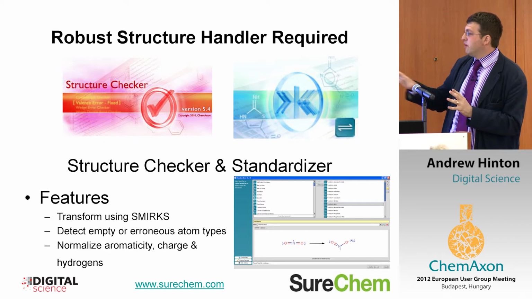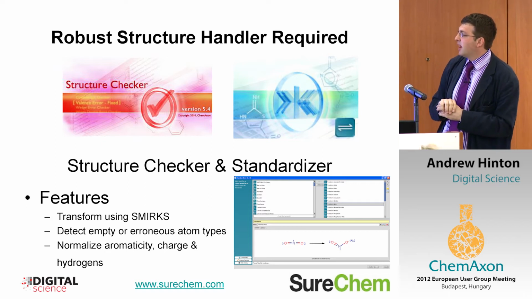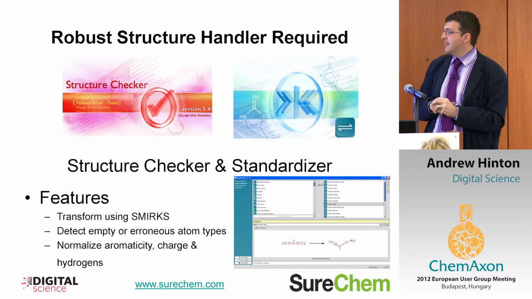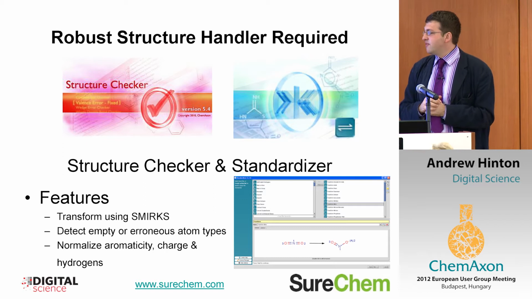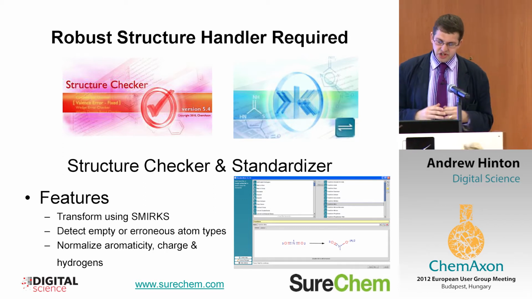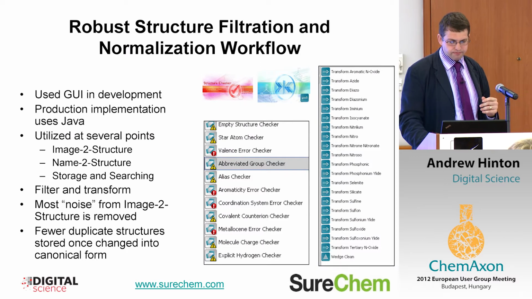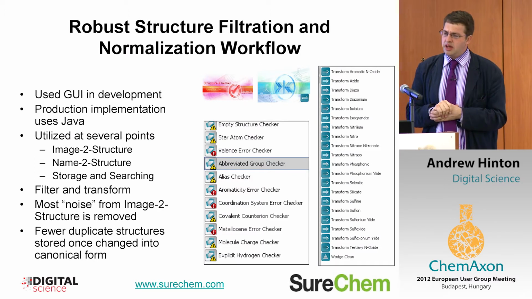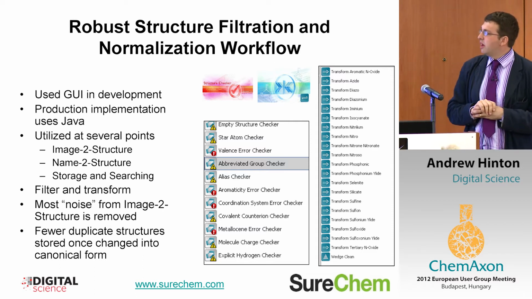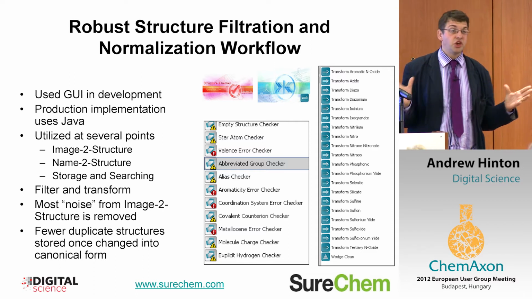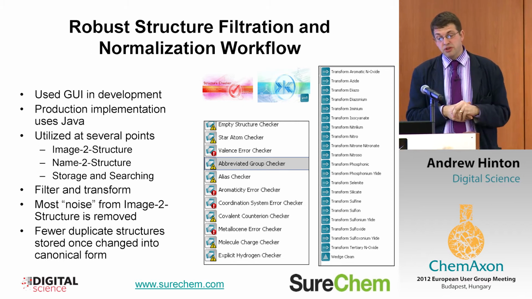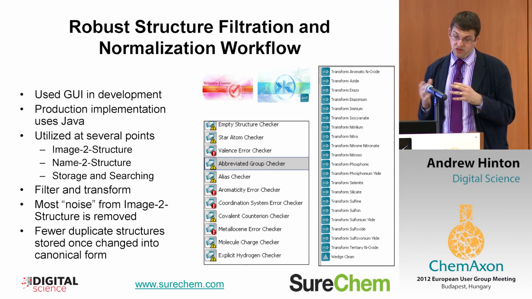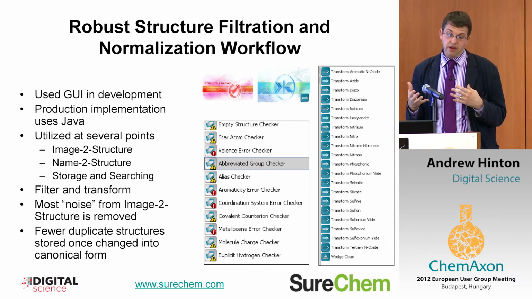We're able to filter and remove, detect chemical entities that are either empty or have some sort of erroneous atom type. And we can take into account differences in aromaticity, charge, and accounting for hydrogens. If you're familiar at all with these two products, you'll be aware that they have quite a nice GUI available to them. And we used the GUI in the initial development phase of constructing the normalization workflow.